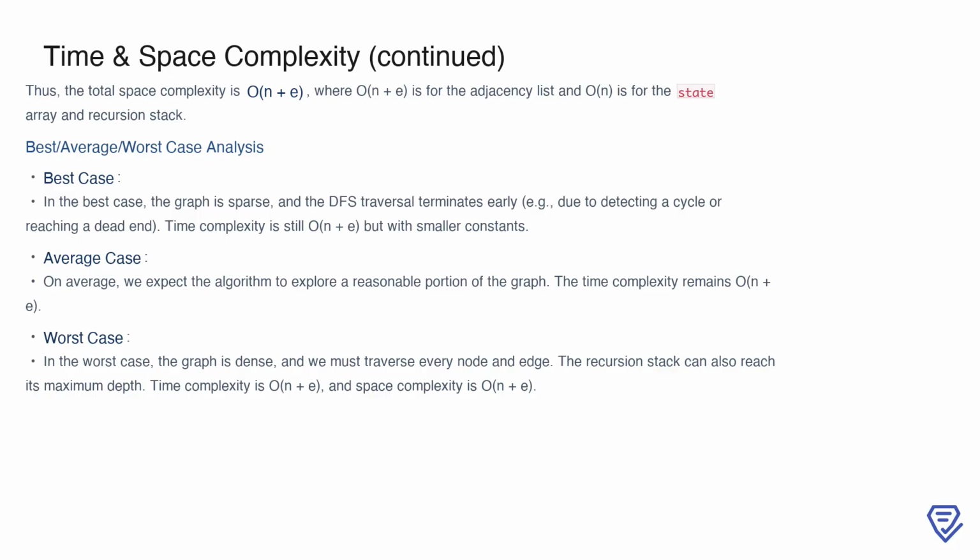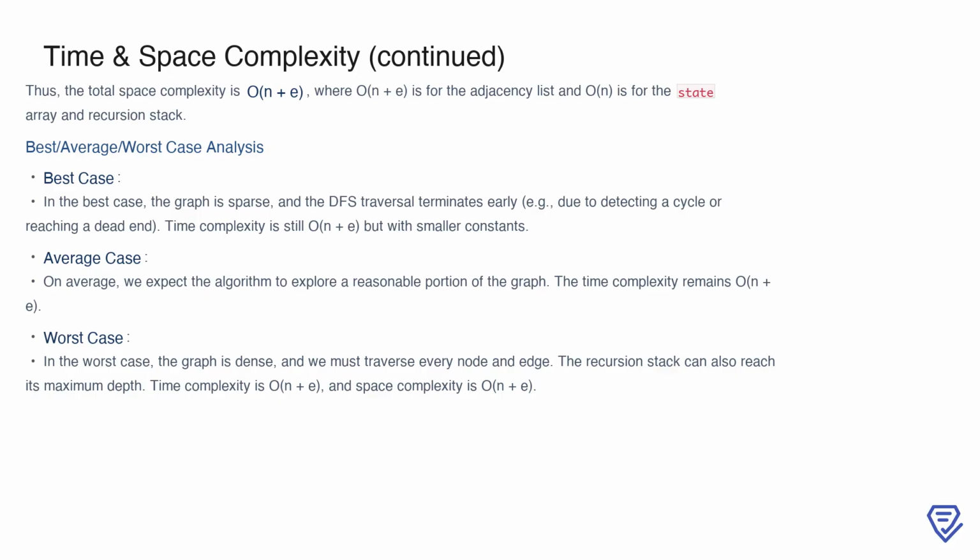In the best case, the graph is sparse, meaning it has relatively few edges, and the DFS traversal terminates early due to detecting a cycle or reaching a dead end. Even in this scenario, the time complexity remains O(n plus e), but the constants involved are smaller. In the average case, the algorithm explores a reasonable portion of the graph, and the time complexity remains O(n plus e). In the worst case, the graph is dense, meaning it has many edges, and the algorithm must traverse every node and edge. The recursion stack may also reach its maximum depth. Despite this, both time and space complexity remain O(n plus e), as the algorithm efficiently processes each node and edge exactly once.